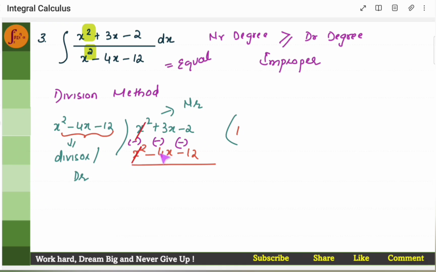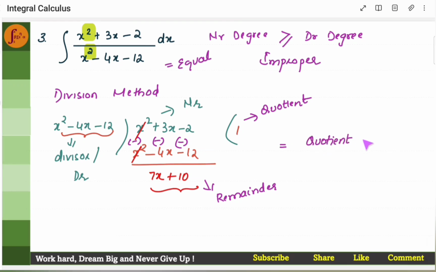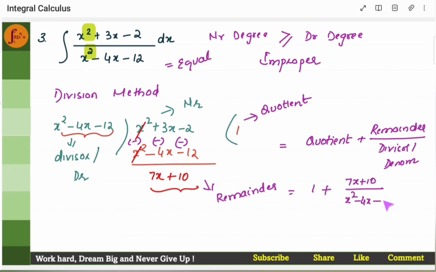So I'll be left with 3x plus 4x, which is 7x. Minus 2 plus 12 is plus 10. So we don't have anything to carry forward. So we are done here. So this is the remainder. This is the quotient. And this is the divisor or denominator. Now how we'll have to phrase this is, we'll have to make it as quotient plus remainder by divisor or denominator. So I'll write quotient is 1 plus remainder is 7x plus 10 by divisor is this one, x square minus 4x minus 12.